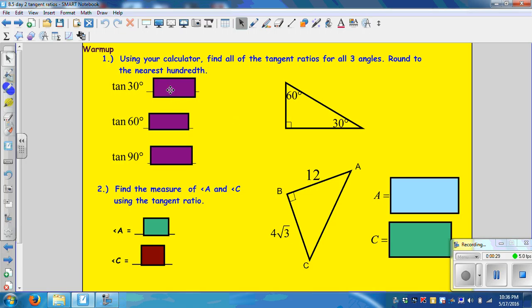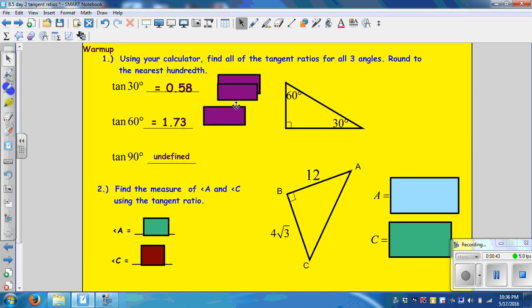The tangent of 30 degrees is 0.58. If you've gotten the wrong answer using your calculator, make sure you've changed your mode to degrees. The tangent of 60 is 1.73, and the tangent of 90 is undefined. A 90-degree angle is opposite from the hypotenuse, and with tangent calculations being opposite over adjacent, the hypotenuse cannot be included in the calculation.